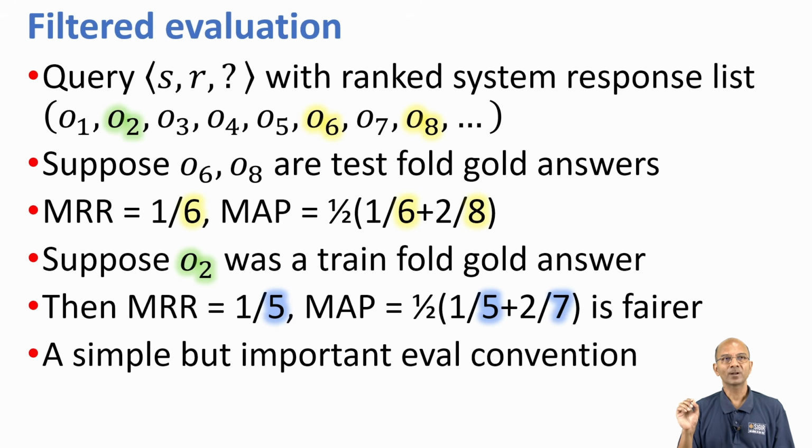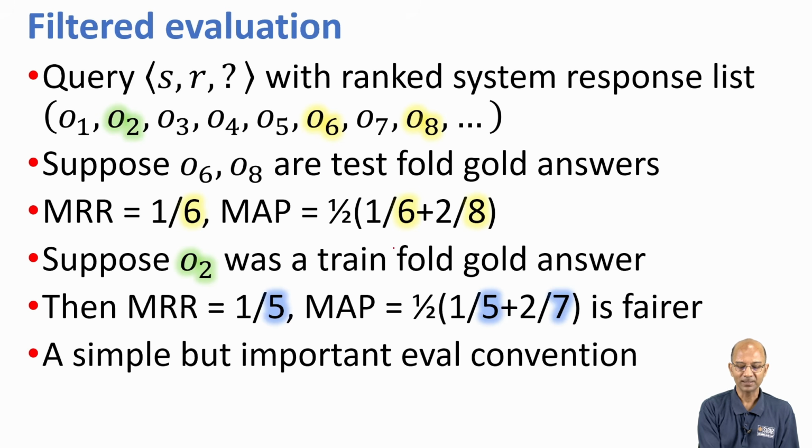One important last note about evaluation is the element of filtering. As I said, your query might be subject, relation, question mark, and now the ranking system has to provide a response list, O1, O2, and so on. Suppose O6 and O8 are the designated gold correct answers. In that case, we might say the MRR is 1/6, because that's the rank at which I found the first correct response. And mean average precision is the third measure. We might as well go into it.